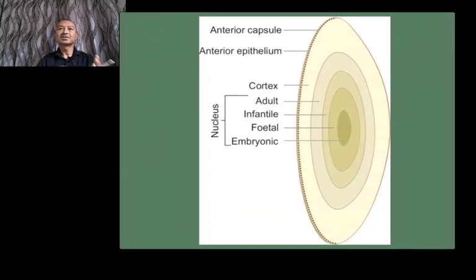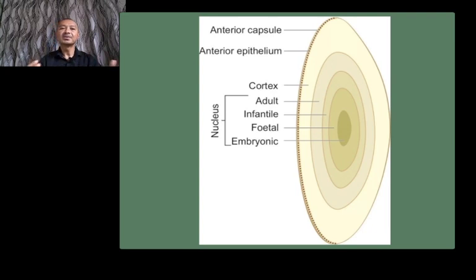These lens fibers keep forming throughout our entire life. The older lens fibers get compacted and the new lens fibers get laid down over them. Ultimately, we have compressed lens fibers at the center, which keep on getting thicker and thicker, harder and harder as we age. So the initial lens fibers, those formed during embryonic life, are still there inside our eyes.